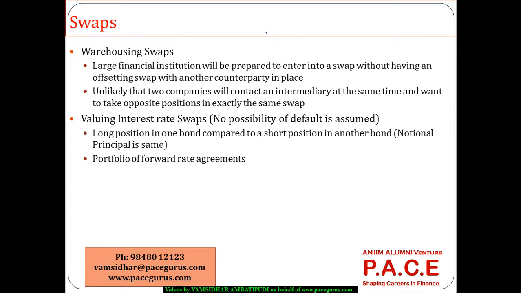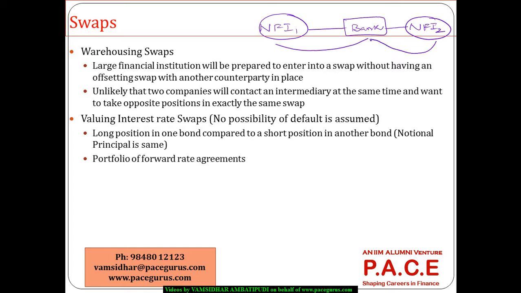Now, another important point with respect to the swap agreement is, okay, there is a non-financial institution 1, there is a non-financial institution 2. These are two non-financial institutions, and here we have a bank which is facilitating this. Now what is generally happening here is the bank gets this agreement, but it may not happen. It's very rare that this institution comes to the bank with exactly an equal and opposite kind of transaction. Practically, I don't think it will be possible.